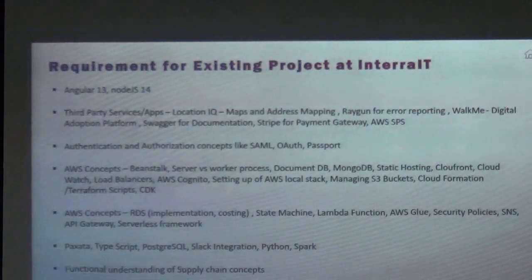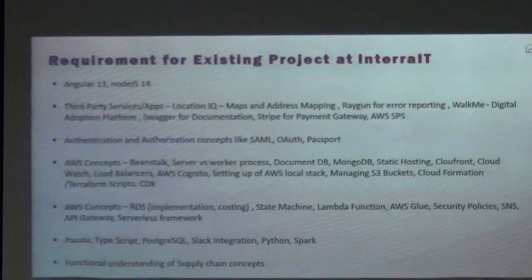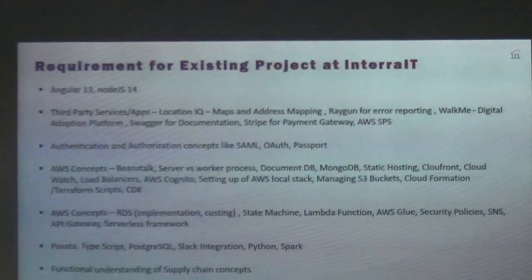So the person needs to know Angular, Node, a bunch of third-party services. We have maps, you need to display maps, map addresses, error reporting on Rollbar, WalkMe for digital adoption platform, Swagger for documentation, Stripe for payment gateway, AWS SES. An ideal candidate needs to know all the authorization concepts and protocols such as SAML, OAuth, Passport, AWS concepts, Beanstalk, the concept of server versus worker process and how it is implemented, document DB. Since we do not have document DB locally, MongoDB, static hosting, CloudFront, CloudWatch, load balancers, Cognito.